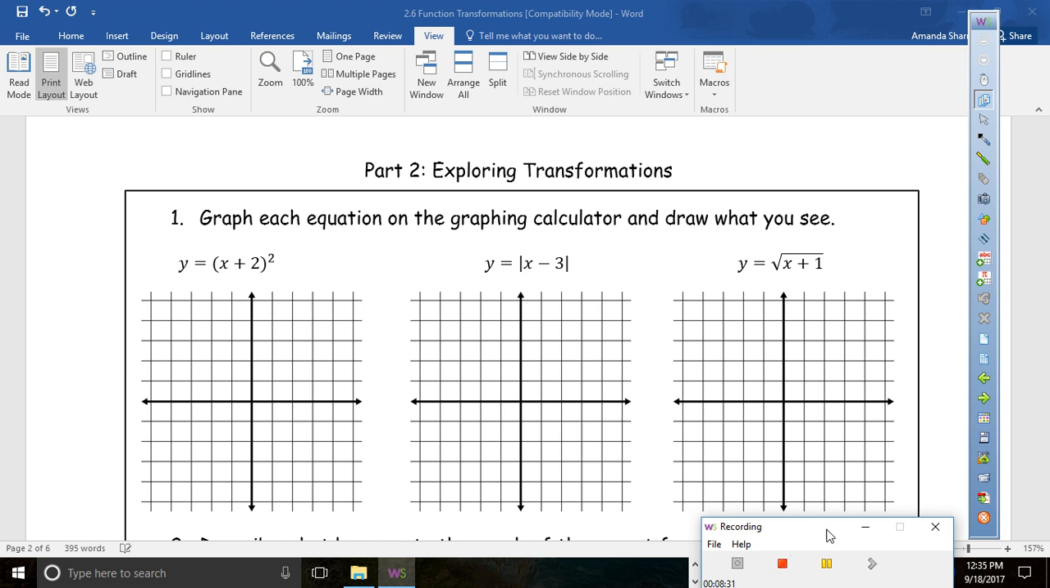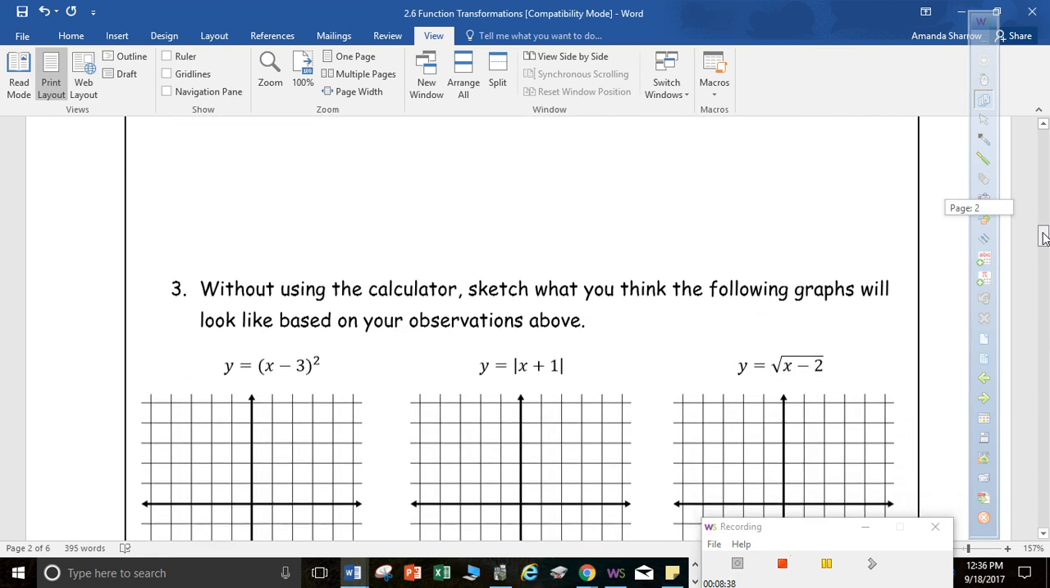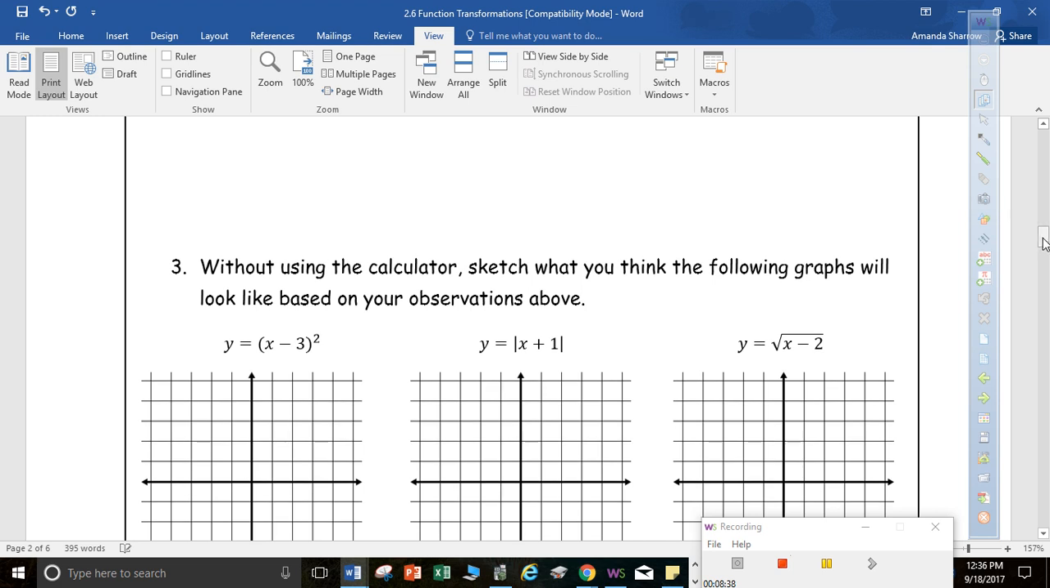All right, so once you've graphed these 3 and you drew what you saw, go ahead and continue with part 2, so answering questions 2 and 3. So go ahead and pause the video so that you can do that. When you're completely finished with this page, go ahead and start the video again, and we'll continue on the next side.